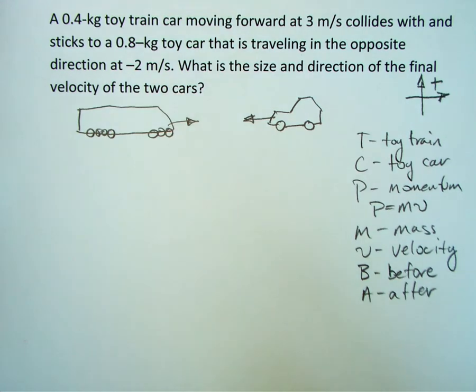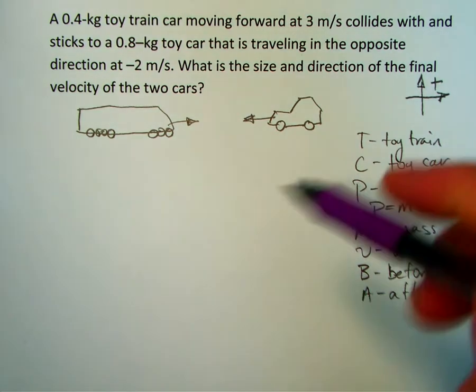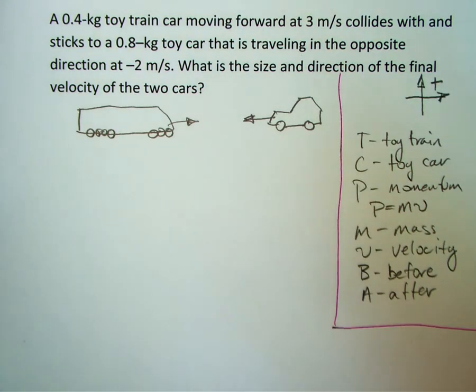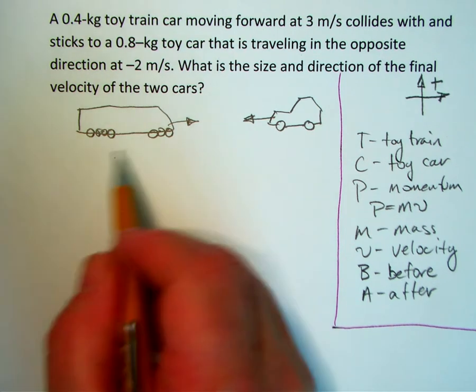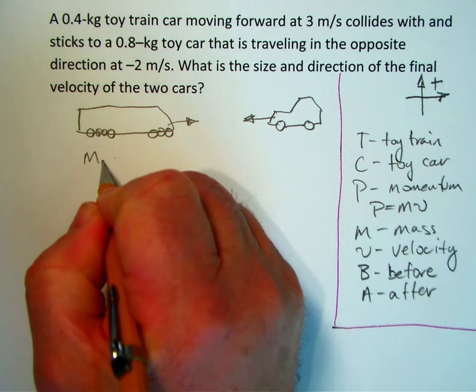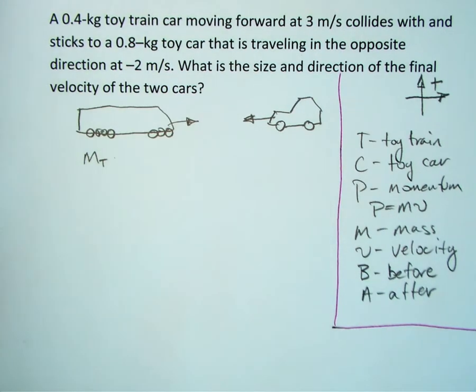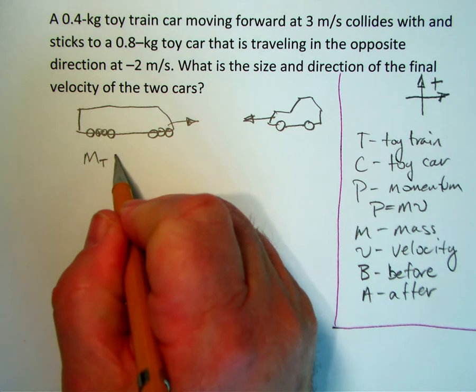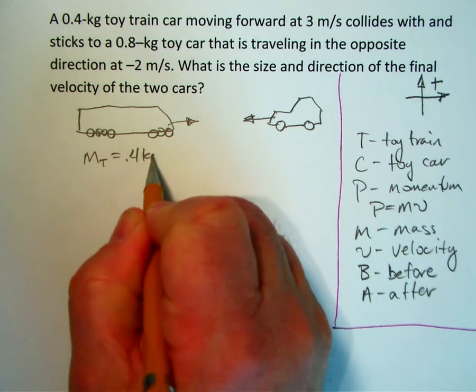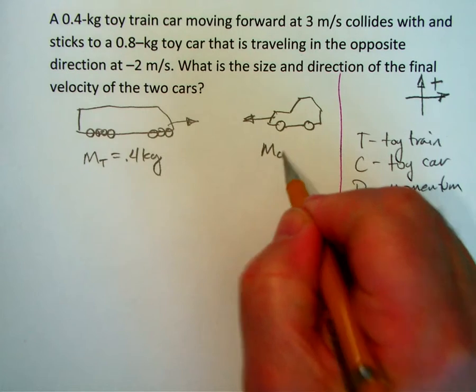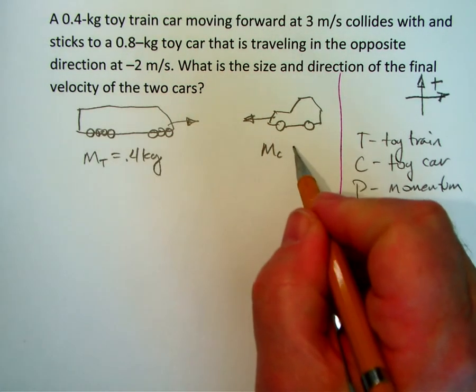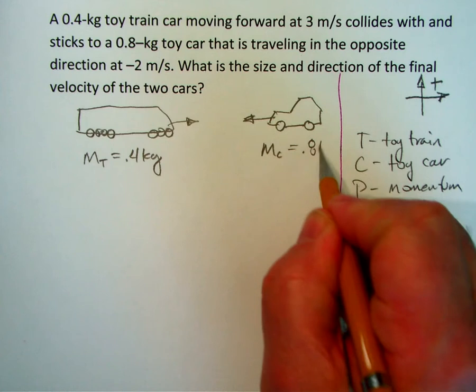So I'm pretty sure we've got everything defined here, and we can start talking about the individual objects. We have to label everything. The mass of the train, we don't have to put before or after, do we? Because the mass of the train itself doesn't change, but we're going to talk about that in just a second. And that's 0.4 kilograms. Mass of the car is 0.8 kilograms.